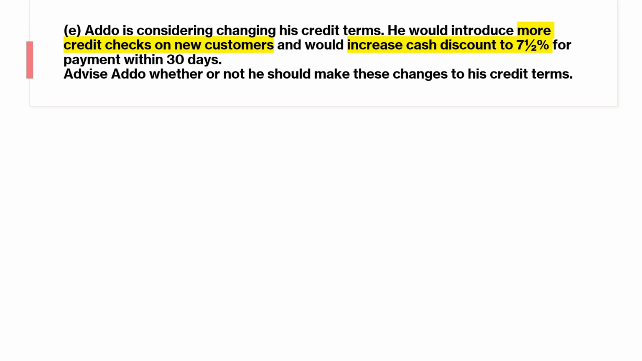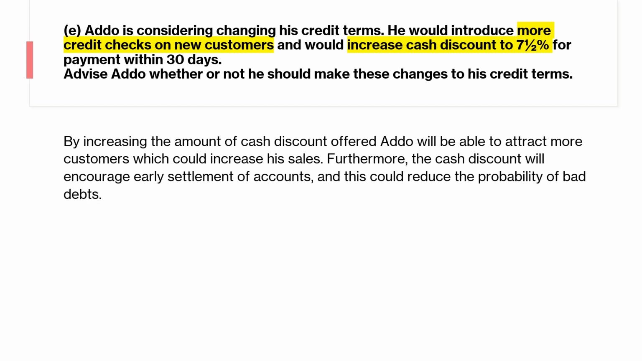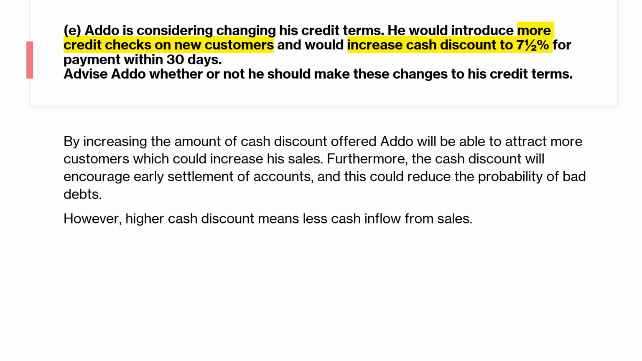So I would say that increasing cash discount will attract more customers and will increase sales. That's an advantage. And another advantage is that when you increase cash discount, customers will be encouraged to settle their accounts early, and that will reduce the chance of irrecoverable debts. However, higher cash discount means there is less cash inflow from sales.